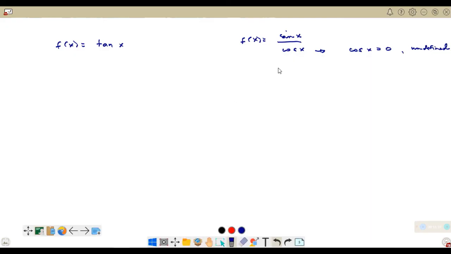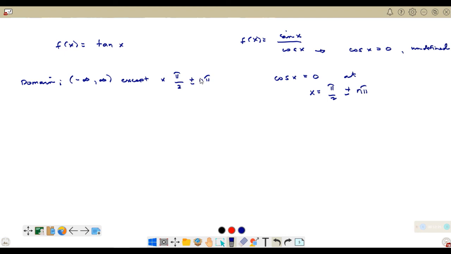Just wait a moment. Cosine x is equal to 0 at x is equal to pi over 2 plus minus n pi. Ayan. So, for the domain, you are going to have the negative infinity up to the positive infinity with the condition that x shouldn't be equal to pi over 2 plus minus n pi. Kasi dun siya mag-0. So, all values in the set of x can be included except for those values that will fall on pi over 2 plus minus n pi.